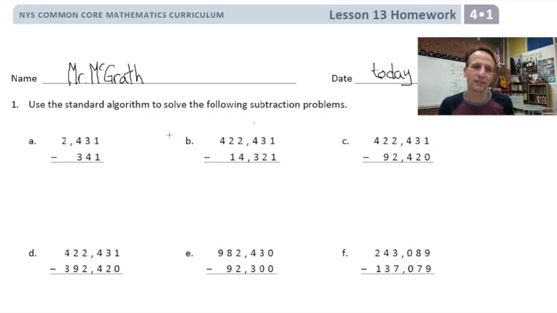Subtraction is the name of the game in lesson 13. We start off with just straight subtraction using the standard algorithm, the usual way of figuring things out. So let's just subtract. All right, let's look at A. We're starting with 2,431 minus 341, and we will not be confused by that. In fact, if you take a look at B, C, and D, it seems to be using similar configurations of that 1, 2, 3, 4, but we will stay on top of it.